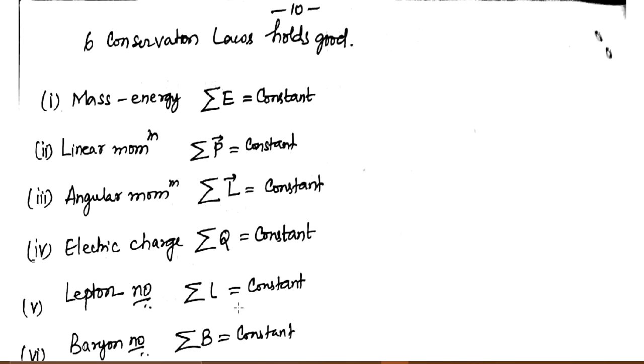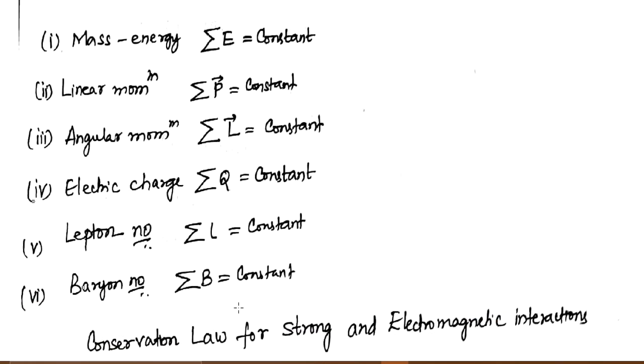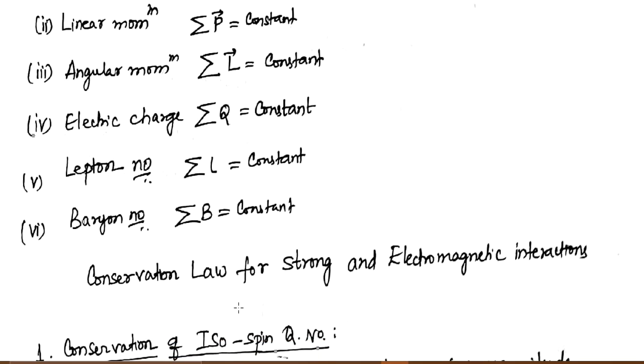Similarly, angular momentum is conserved. The electric charge, total charge on the left hand side of the reaction and right hand side of the reaction are equal. Therefore, charge is also conserved. Similarly, lepton number is conserved, baryon number is conserved. You can explain all these things taking a number of examples.